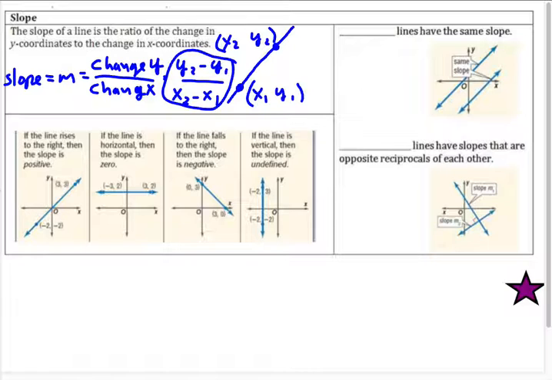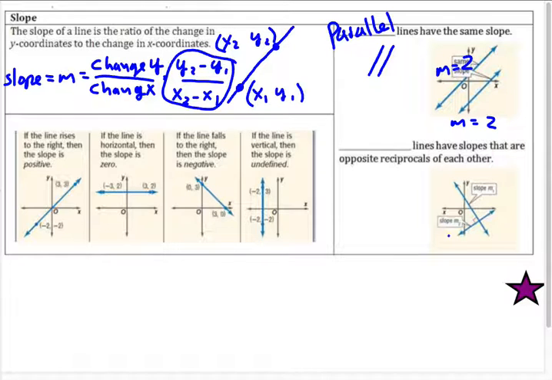A little bit about slope here. Parallel lines have the same slope. That represents parallel lines. If two lines are parallel, they have the same slope. So if these two lines here are parallel, if the bottom line has a slope of 2, the top line would also have a slope of 2.